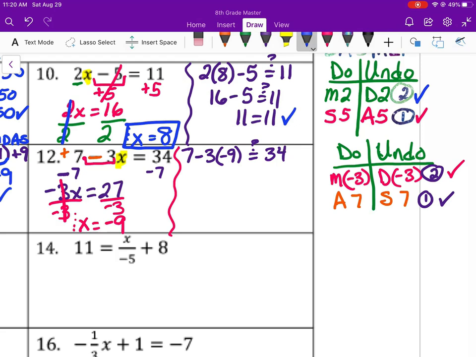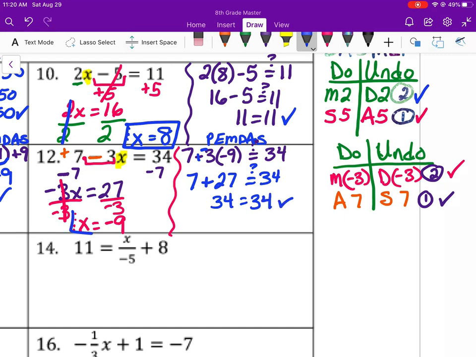Okay, remember, now we're doing SADMEP. Oh, excuse me. Now we're doing PEMDAS because we're simplifying. Okay. So we have 7 minus 3 times negative 9. If you want to do this, go ahead. Now I have negative 3 times negative 9. So I have positive 27. And I have 34 equals 34.